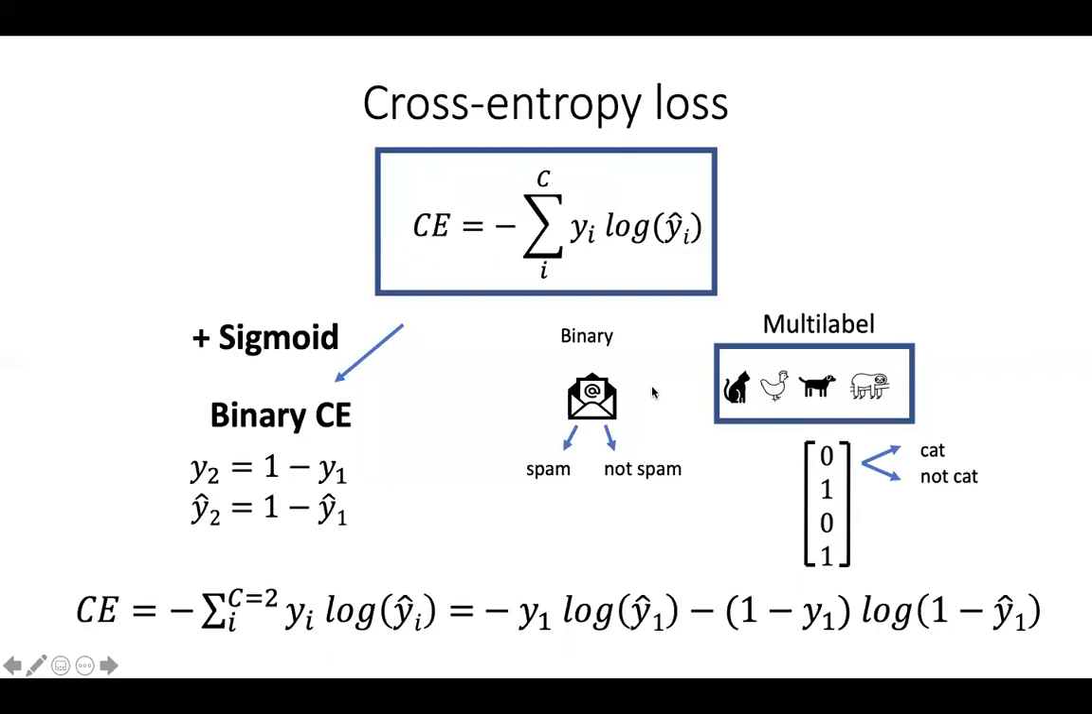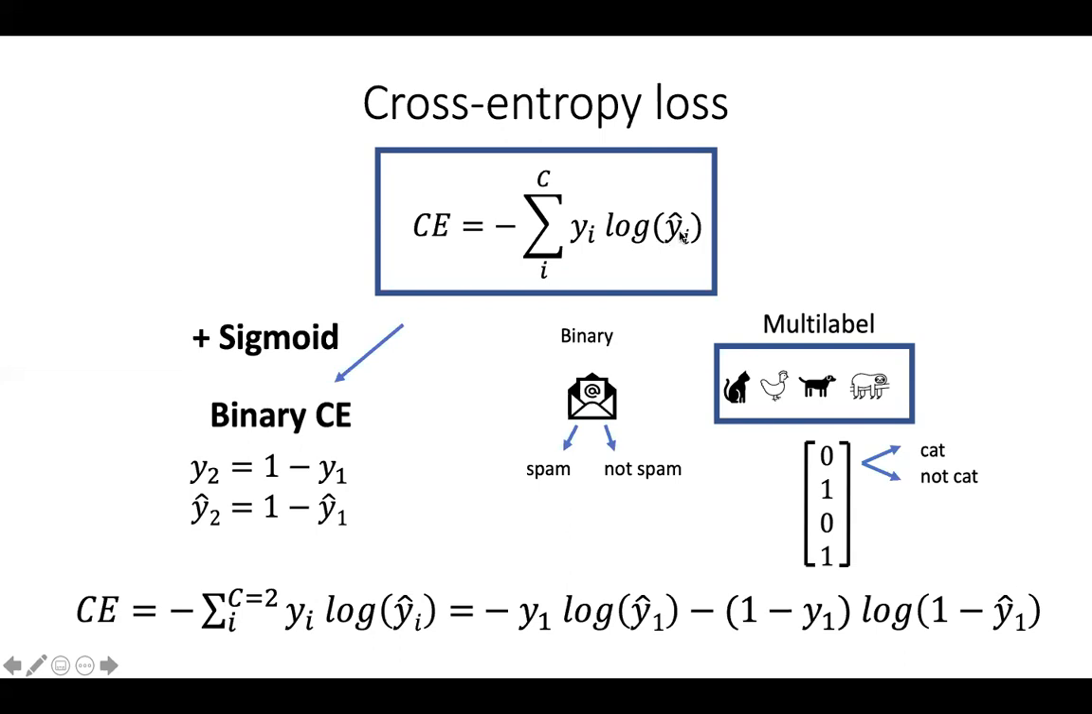So now, when we have decided what kind of problem we have and what kind of output activation function we're going to use, we need to decide what kind of cross-entropy loss we're going to use. In Keras, you have at least binary cross-entropy loss and categorical cross-entropy loss. In reality, it's just one loss. It's the cross-entropy loss, which is basically the negative sum of the true label multiplied by the log of the prediction.